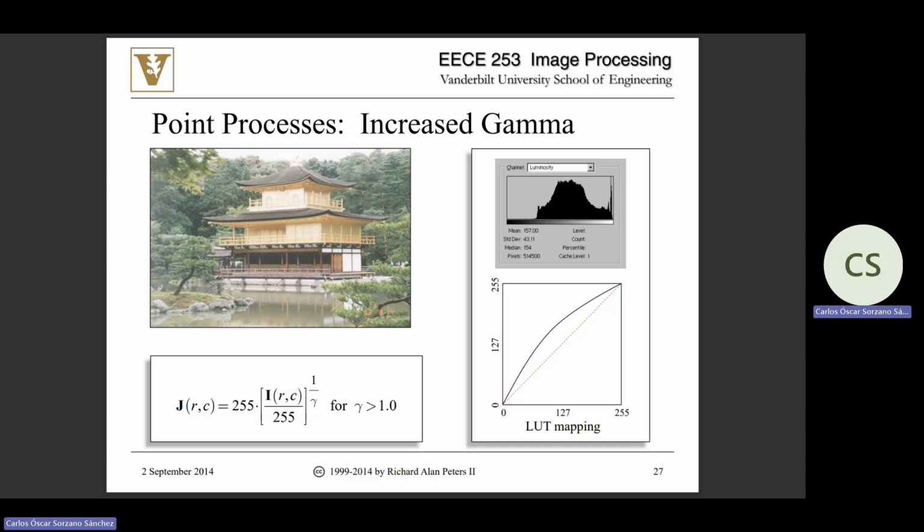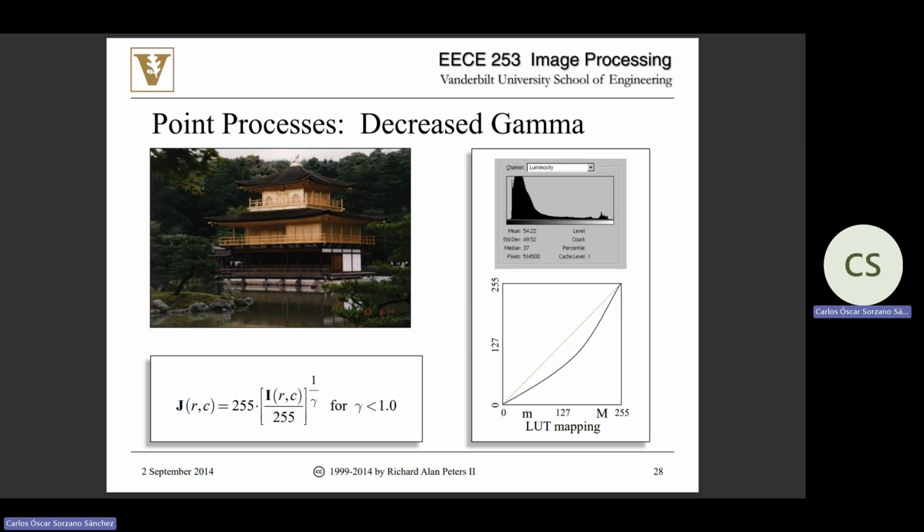Actually, it is doing both. It is increasing the contrast and decreasing the contrast. The slope up to this point is larger than 1, and then the slope from this point is smaller than 1. So it is increasing the contrast of the dark values and decreasing the contrast of the bright values. So it is doing both. And this is called increased gamma. And then we have decreased gamma, where the transformation is the same, but with gamma smaller than 1. And then we have the opposite. Okay, so here we are decreasing the contrast. Here we are increasing the contrast.